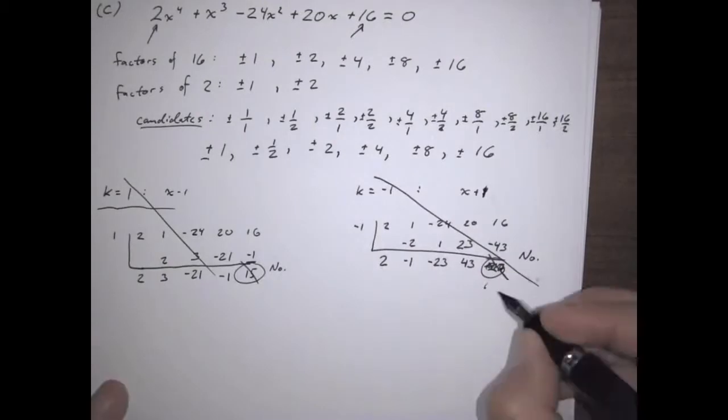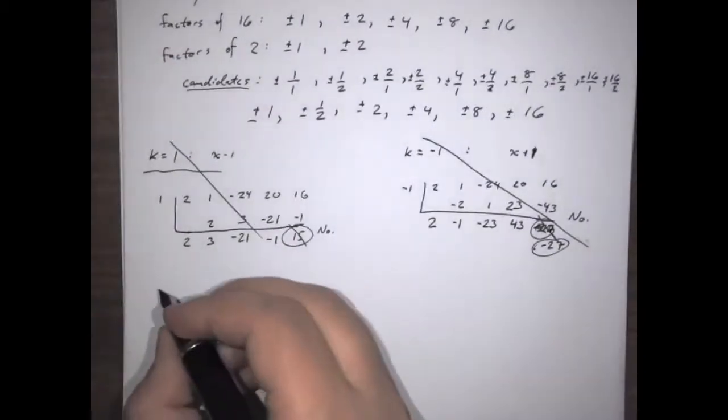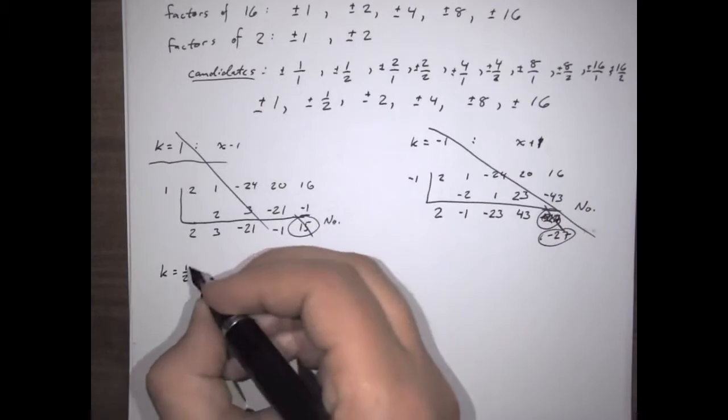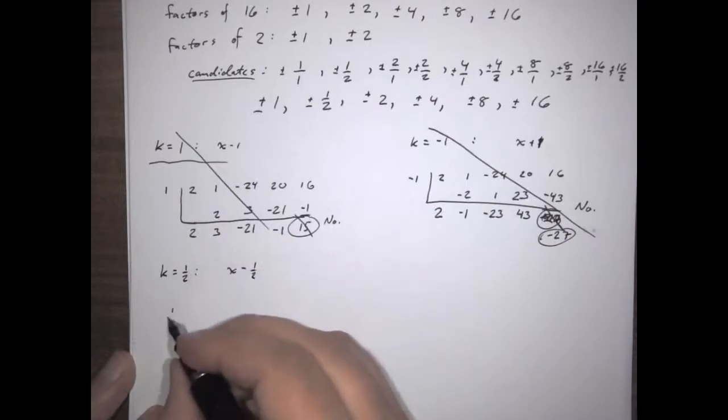Actually, I guess I was right. Negative 27. And you can use a calculator for some of the drudgery here. Alright, so no. K equals 1/2, meaning we're talking about x minus 1/2 as the factor.